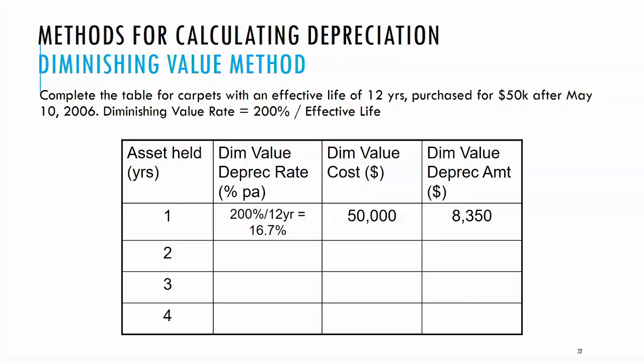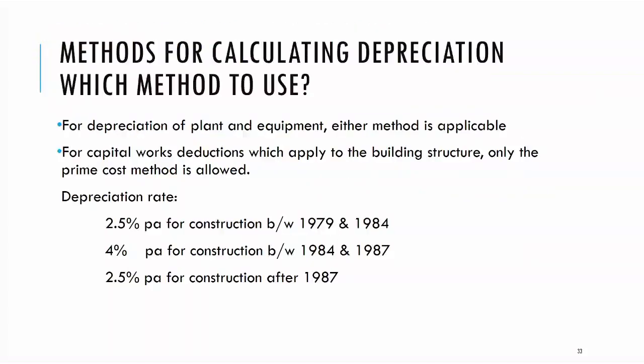So in that case, the depreciation amount of the first year is higher, the second year is lower, and the third year is even lower. The depreciation amount is gradually lowering. But in this method, it will never become zero. At the end, it will be a few cents at least. Those are the two main depreciation methods.